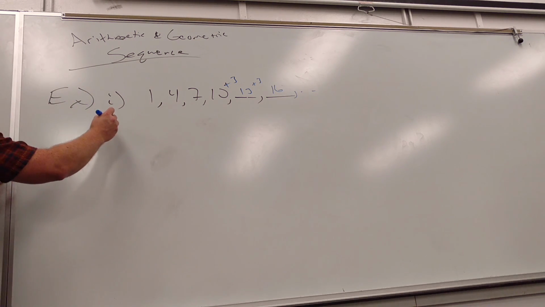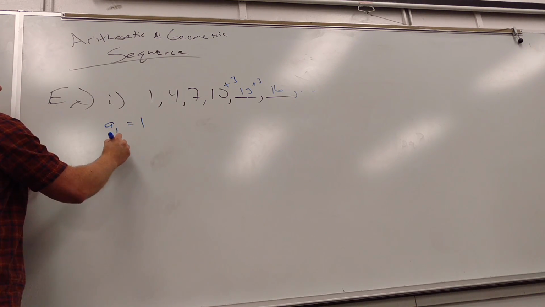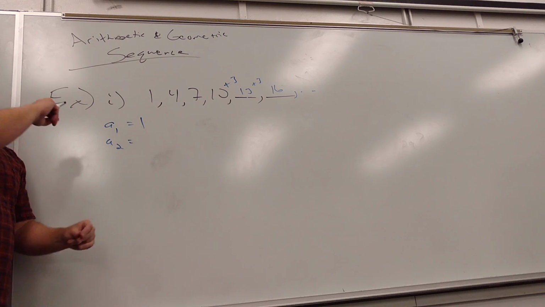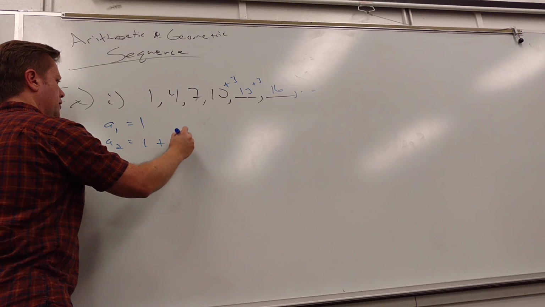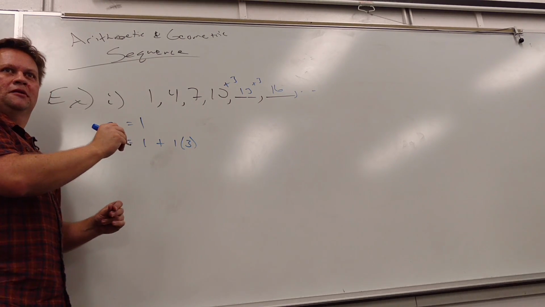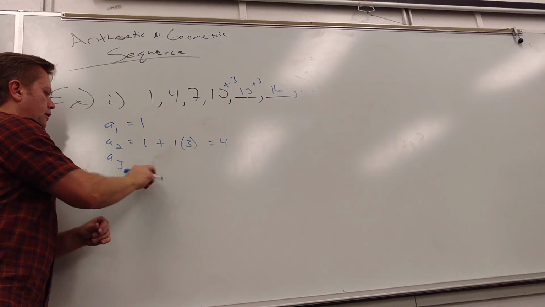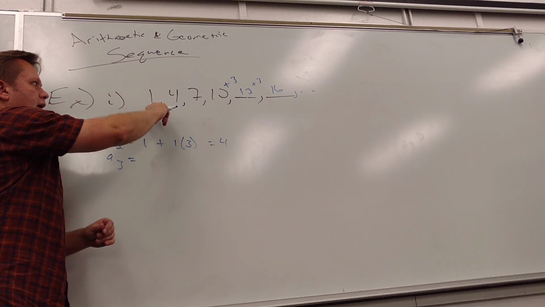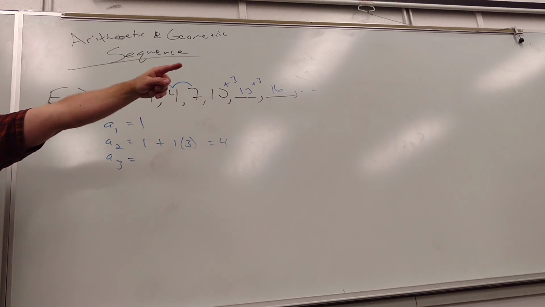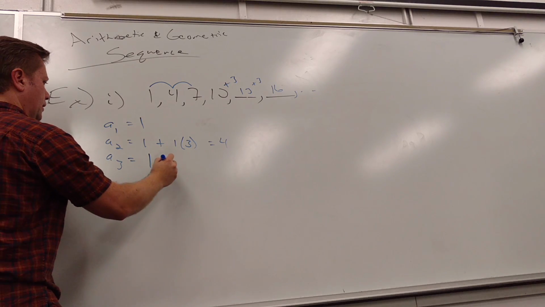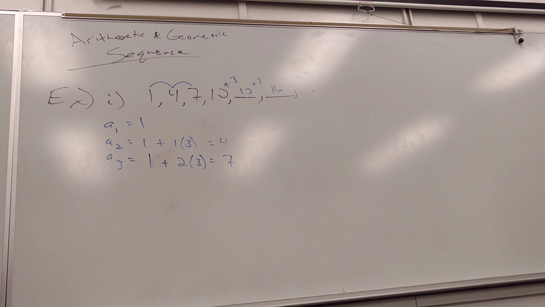Okay, so let me do this. What's A1 from this sequence? 1. What's A2? And how did I get to 4? I added 3. So I took 1 and I added 1 3. So how do I get to A3? I start at 1 and I add how many 3s? 2. So I take 2 steps, right? So I'll take 1 and I'll add 2 3s, and that's how I get 7. Do you guys see that?